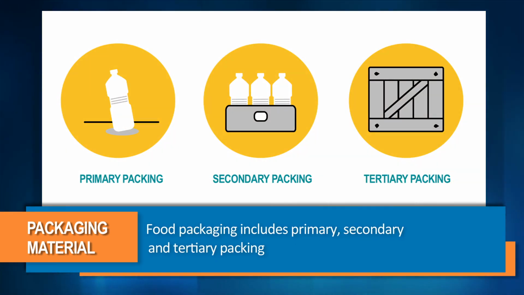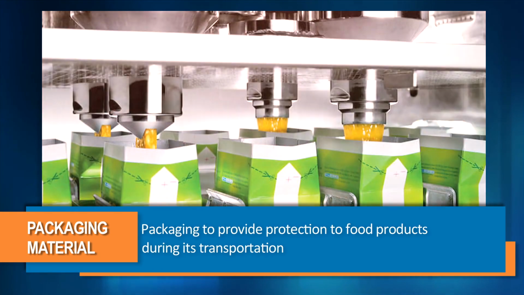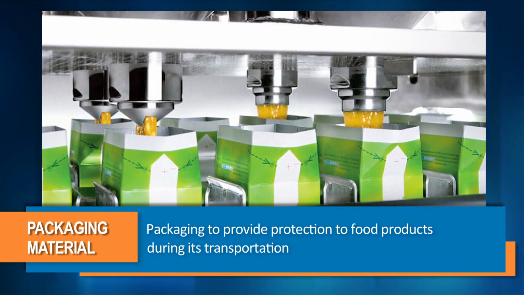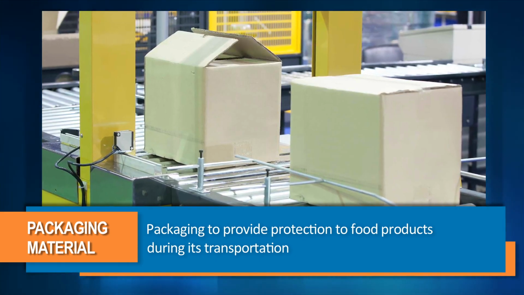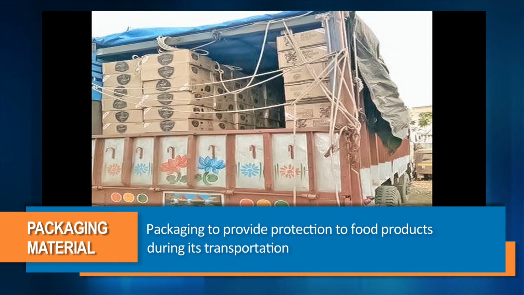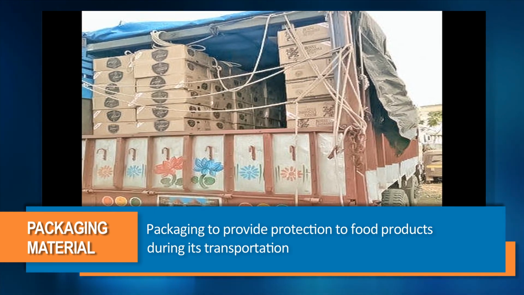Food packaging includes primary, secondary, and tertiary packing. This needs to be kept in mind while selecting the design and packaging material, so that the packaging provides adequate protection to food products from foreign contamination and damage during its transportation.